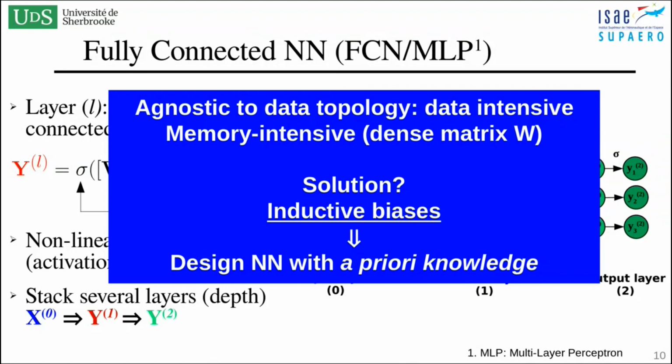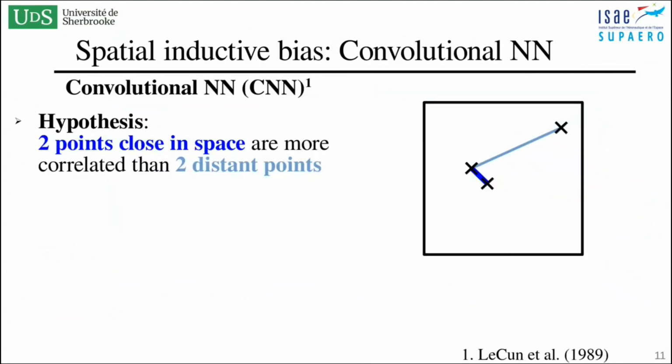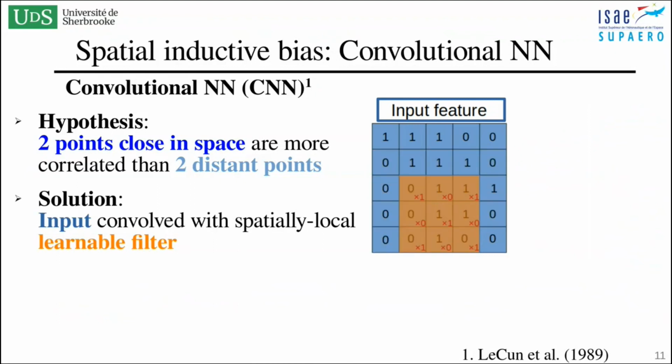The solution to this is to go towards inductive biases. It means baking some a priori knowledge into our neural networks in order to improve the design of such architectures. So we first focus on the spatial inductive bias, and in particular, convolutional neural networks. These neural networks make the hypothesis that two points close in space are more correlated than two distant points. Therefore, the solution is to limit ourselves to convolving the input, for example a Cartesian image, with a local and learnable filter, shown here in orange.